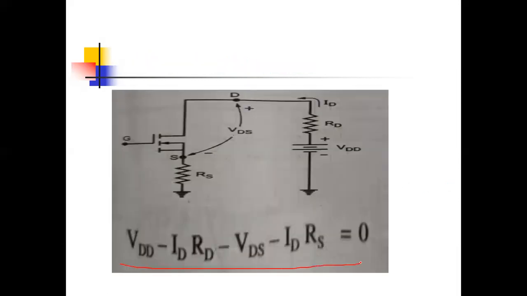And how to find VDS? You know very well, the equation is the same here again: VDD minus ID RD minus VDS minus ID RS equals 0. From this equation, you will find the value of VDS.